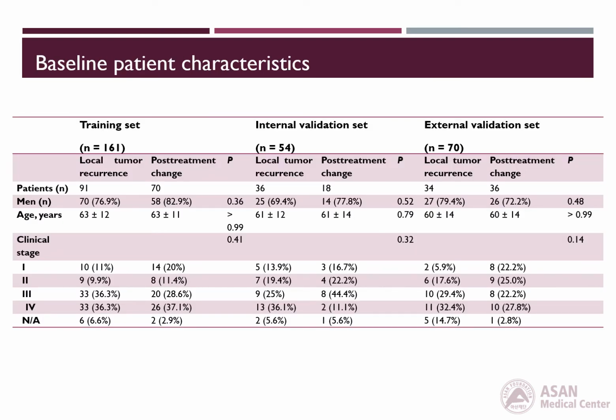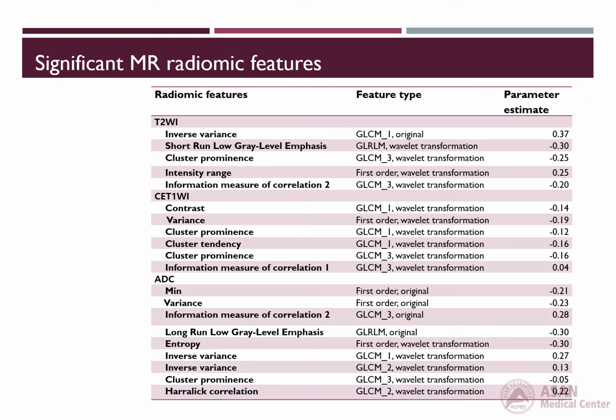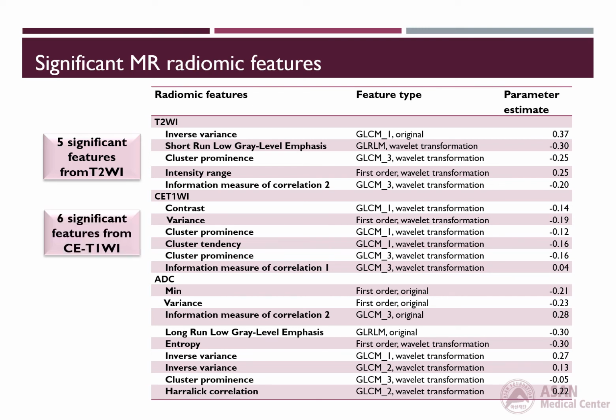And here are the baseline characteristics, with 161 patients in the training set, 54 patients in the internal validation set, and 70 patients in the external validation set. And there were no statistical differences in age, sex, and clinical stage groups. Finally, from lasso, there were 5 significant radiomics features from T2 weighted image, 6 significant radiomics features from contrast-enhanced T1 weighted image, and 9 significant radiomics features from the apparent diffusion coefficient map.